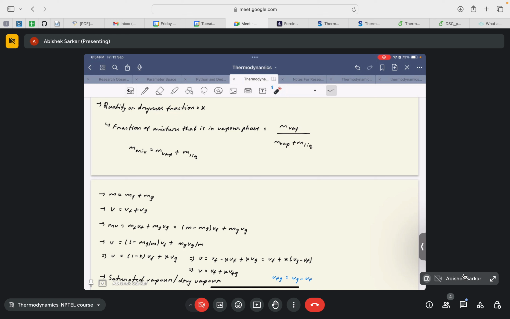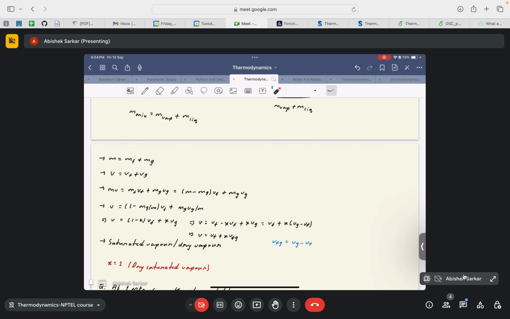the mixture that is in vapor phase, or the amount of vapor in the liquid vapor mixture. Okay, that will be given by the mass of vapor in the liquid vapor mixture over the total mass of the mixture, which is mass of the vapor plus mass of liquid. Okay, so there's a very simple derivation to find the use of the dryness fraction to determine the volume of the liquid vapor mixture within the liquid vapor dome. Okay, so if m is equal to mf plus mg, here mf denotes the mass of the fluid and mg denotes the mass of the gas, because we will be dealing with different kinds of substances, so we are using a generic form.